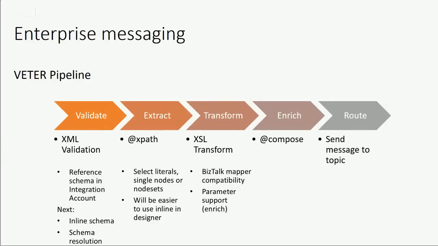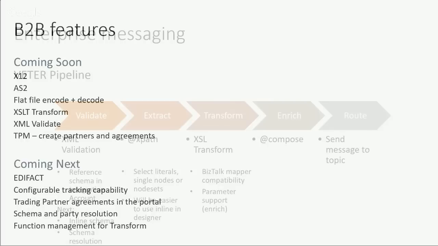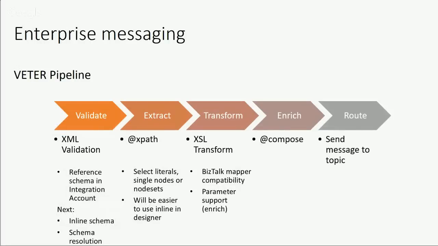A common enterprise integration pattern, or just a common integration pattern, to be honest, is a sort of pipeline of processing. Typically you'll receive a message over HTTP or Service Bus or something else, and you do some validation on that, particularly if it's XML-based content. So we've got a new validate action, which lets you specify an XML schema from the integration account, and then it'll do a validation step.